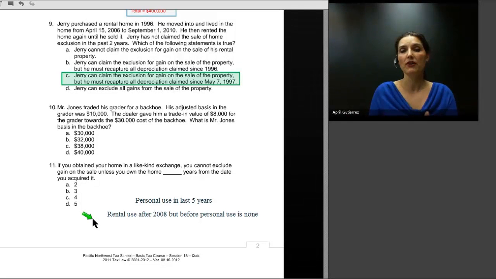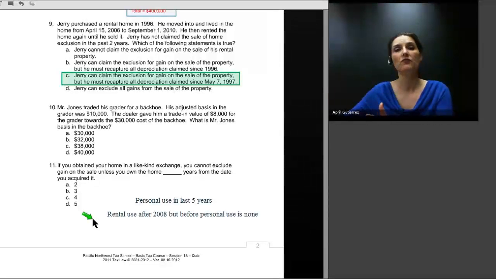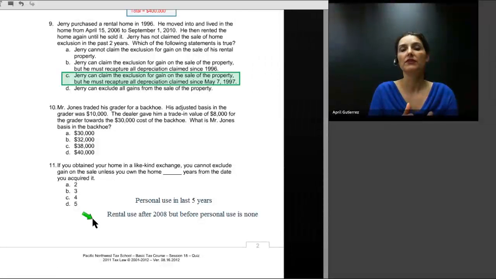So for the period of time after 2008, did he occupy the home? Yes, he did. He occupied it until he moved out in 2010. And then after he moved out in 2010, he started renting it again. So all of the business use that occurred after 2008 occurred after he moved out. There's no rental use after 2008 that precedes a point of time that he lived in the home. And so what that means is he can exclude his entire gain on the sale of the home. However, he's going to need to recapture or recover all depreciation claims since May 7, 1997.